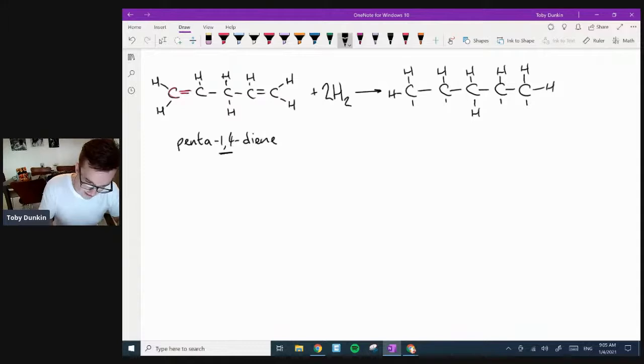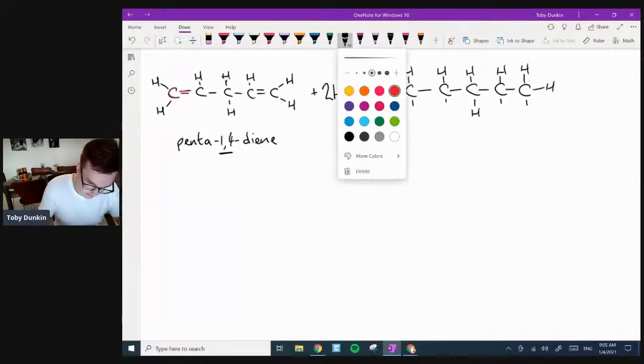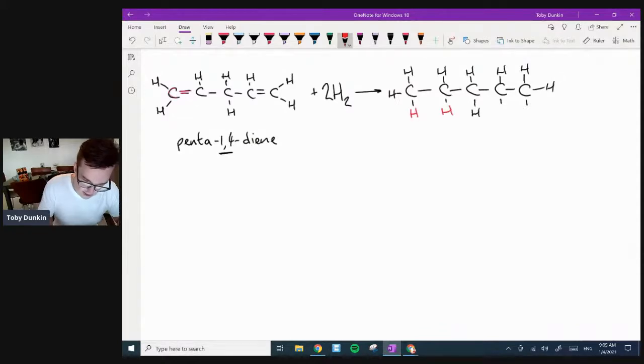And then the ones in red are the new attachments. Oh, now it's gone tiny. Laptop seems to be behaving okay at the minute. So these are the 4 hydrogen atoms I've attached.